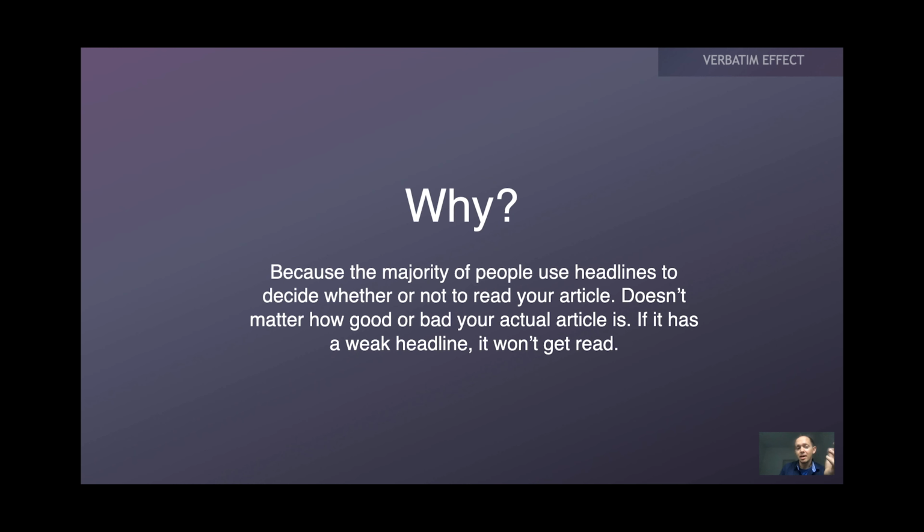Why does it work again? Because the majority of people use headlines to decide whether or not to read your article. So if the article is awesome, but the headline is terrible, no one's going to read it, no one's going to click on it, right? So you need to have great headlines.